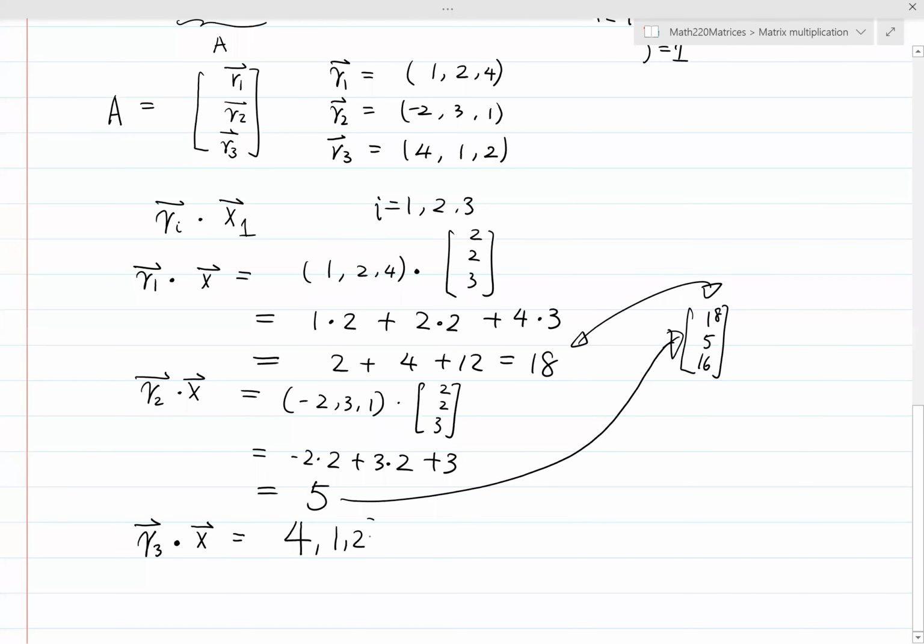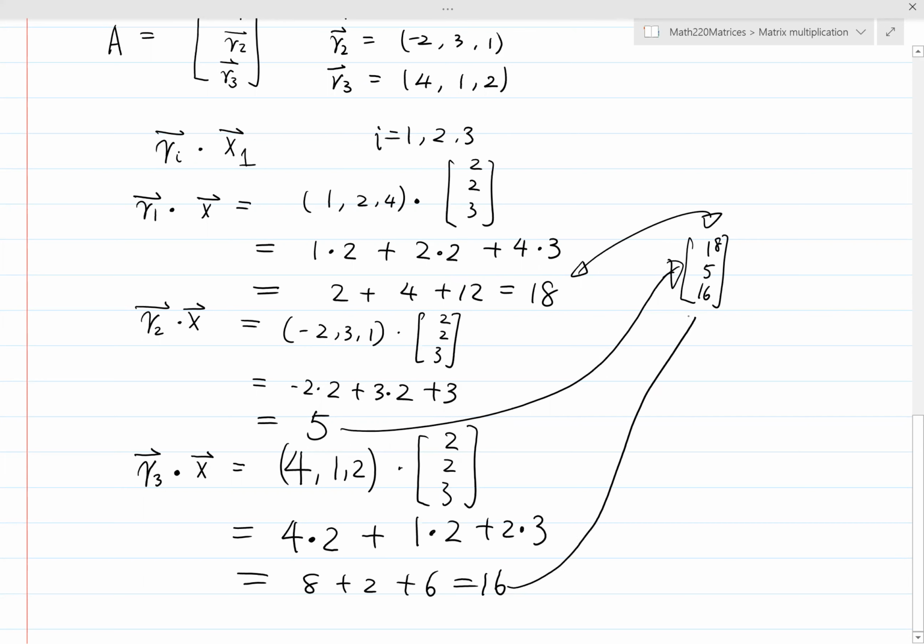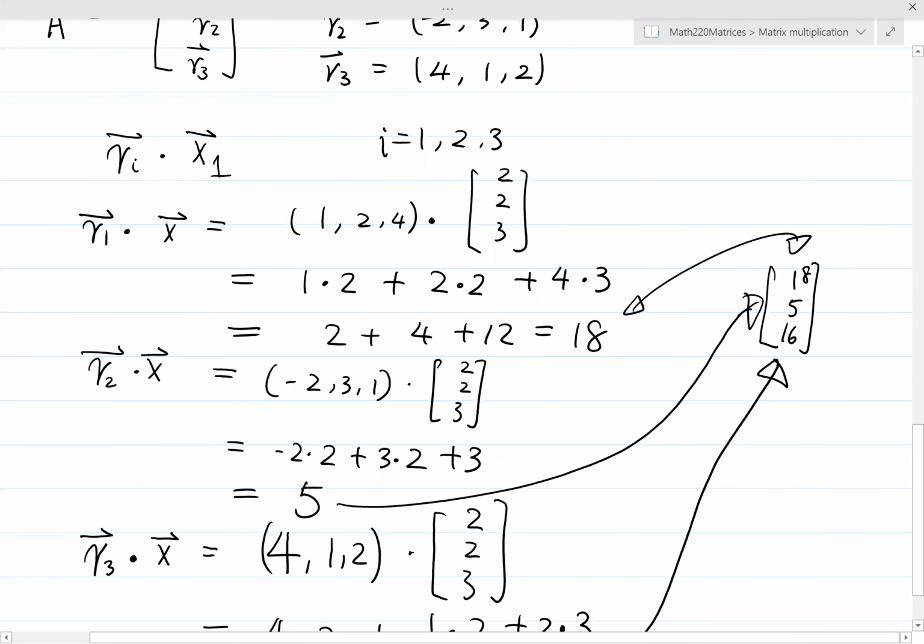4, 1, 2 dot product with 2, 2, 3. Then what we get is 4 times 2, component-wise multiplication, and then add 1 times 2 plus 2 times 3. So this is 8 plus 2 plus 6, which is 16. You see exactly, the last entry is 16. Okay. So when we do multiplication, we can do either the column picture or the row picture. Then we get exactly the same result.